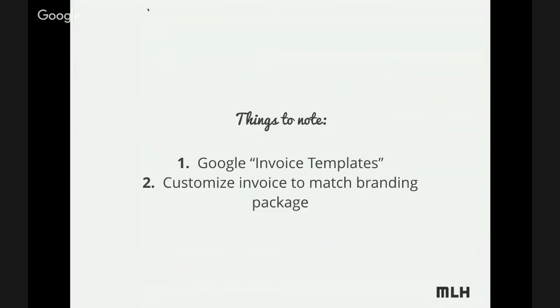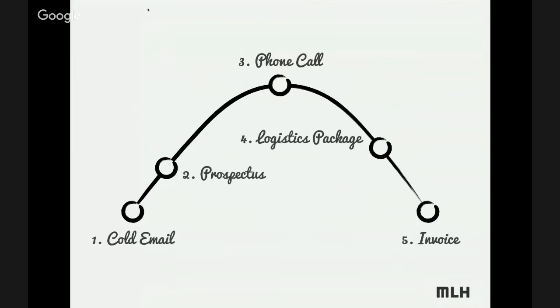So a couple of things to note: if you just search in Google Images for invoice templates, you'll find a bunch of templates that you can just use or style yours off of. It's pretty simple. And then customize the invoice to match your branding package. Again, the logistics package, prospectus, and the invoice should all have a similar style. So that finishes up the entire sponsorship story arc.